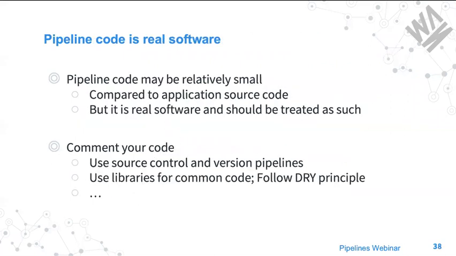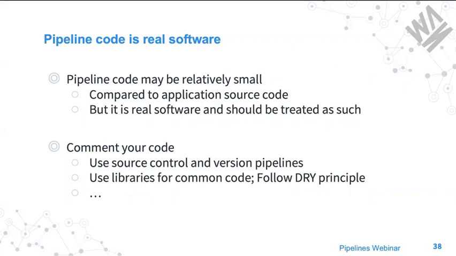That's not a real problem. At the same time, pipeline code is real software. It might not be particularly big. My pipeline example was less than 24 lines of code. Real production pipelines tend to be a little bigger than that. You may not have 10,000 lines of code like you would in an application, but it's real software and it should be treated that way. You should comment it, which I didn't. You should use libraries to factor out common code. You should be using source control.